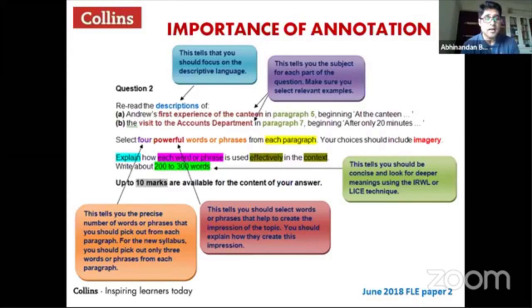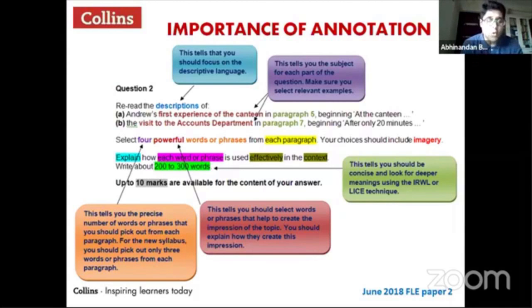Okay, this is a really important slide. I would really like all of you to take note of this. I've taken this from the June 2018 paper. I've just taken the question and I've annotated this, keeping in mind the earlier question and the present requirements as per the new syllabus of IGCSE.